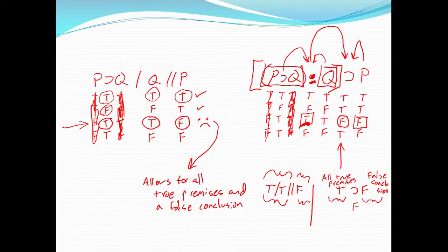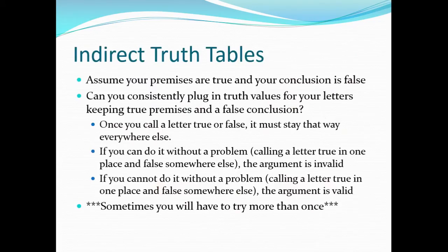Now, there's a third way of evaluating arguments, and it's kind of a shortcut for all of this, and that's going to be called the indirect truth table method. Let's start working on that. So indirect truth tables. Step 1, you're going to assume your premises are true and your conclusion is false. Step 2, you're going to ask a question. Can you consistently plug in truth values for your letters, keeping true premises and a false conclusion?